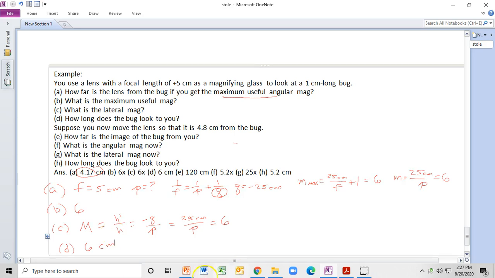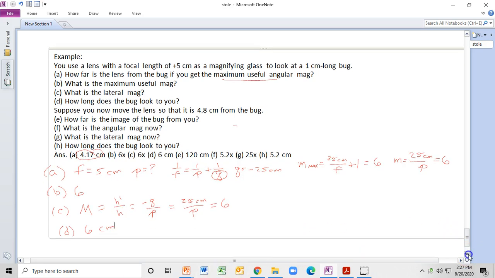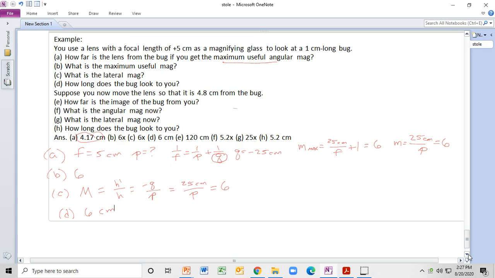In fact, to emphasize that difference, let's move the lens just a little bit, just a smidgen, like 6 millimeters or so, so that now it's 4.8 centimeters from the bug. So what we're doing then is making P be 4.8 centimeters. So E asks, how far is the image now of the bug from you?